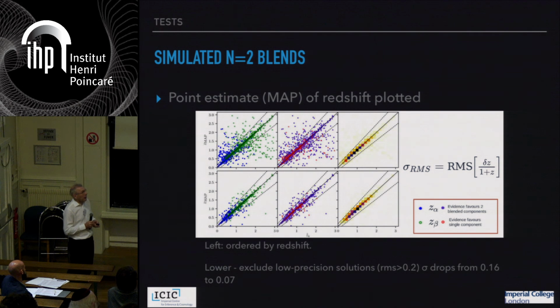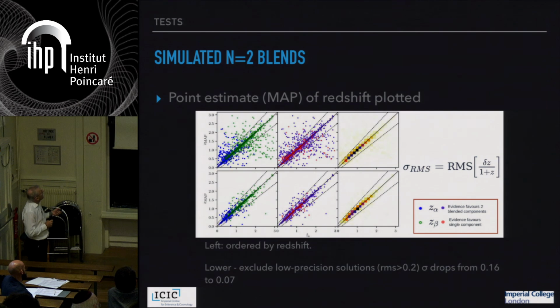Okay. So here's some examples from simulations with two blends. These are the point estimates of the redshift, not necessarily what I would recommend using, but you have much more information. You have the full posterior on the redshift. But for illustration, if you take the maximum of the posterior and plot this against the truth, then this is what you get. The blue points here are the ones in the pair which is the lower redshift, and green is the higher redshift.